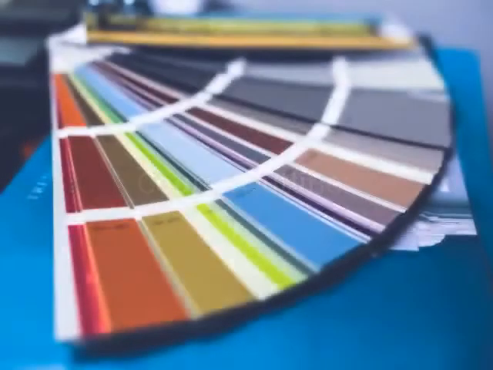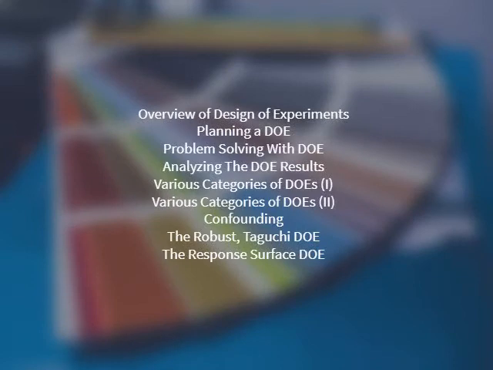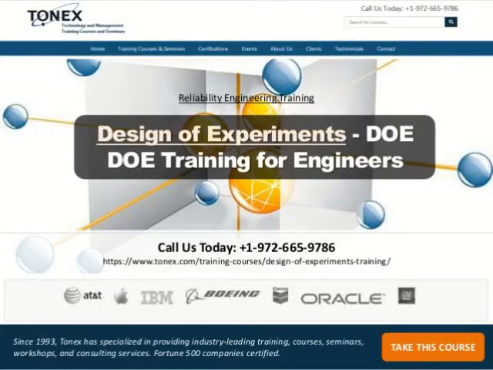Course outline. Overview of design of experiments. Planning a DOE. Problem solving with DOE. Analyzing the DOE results. Various categories of DOEs 1. Various categories of DOEs 2. Confounding. The robust Taguchi DOE. The response surface DOE.